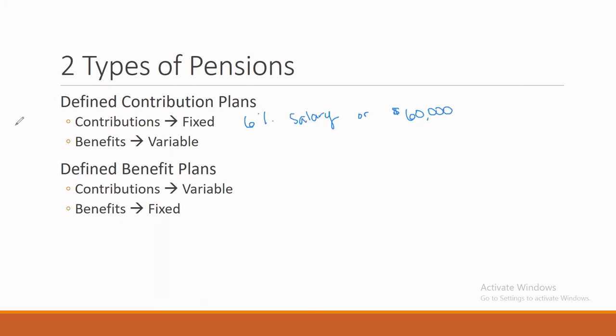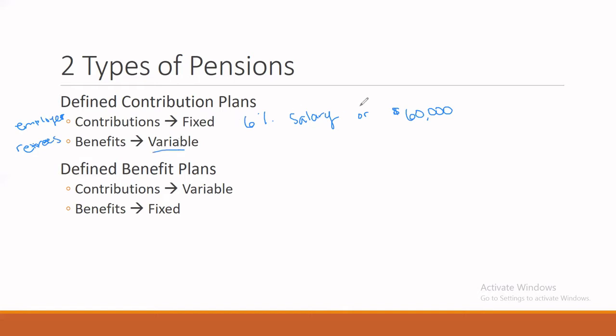So employer contributions are fixed. They know how much, generally they can calculate it. They know how much is going into the pension fund every year. Benefits that the retirees get, so the retirees, the benefits that the retirees get are variable.